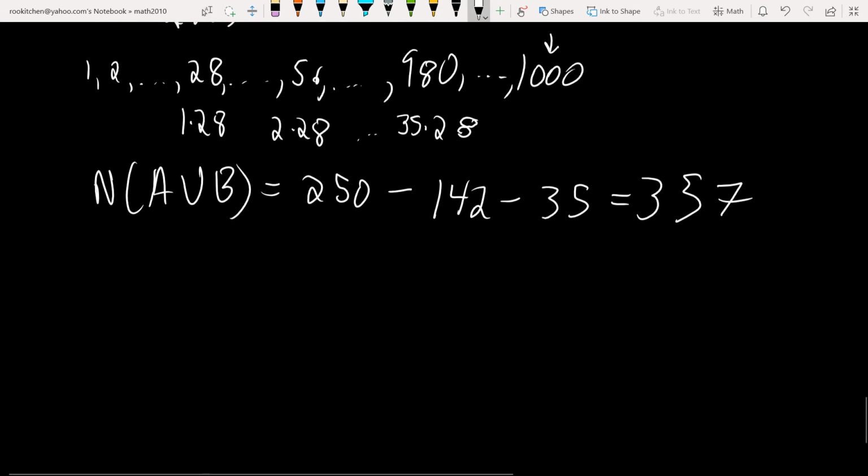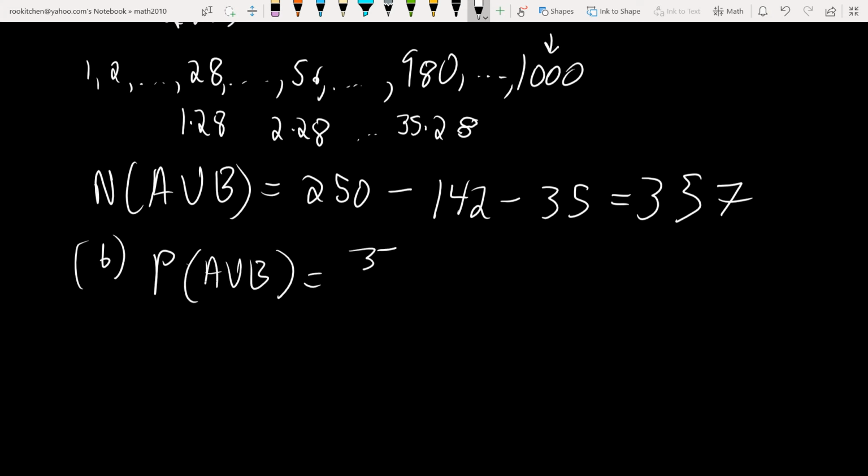Okay, so then they'll ask some probability questions. What's the probability that your randomly selected number is a multiple of 4 or 7? Okay, and that'll just be 357 divided by the number of integers from 1 to 1,000 inclusive, which is 1,000.